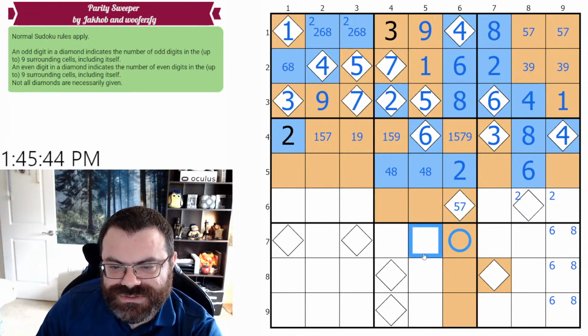These two are odd for sure. We see 1, 2, 3, 4. Oh, this sees 2, 4, 6, and 8. This can't be any of the evens, so that's odd. So if this was a 5, these would both be even. If it was a 7, they'd both be odd.